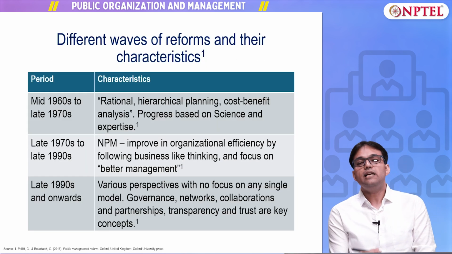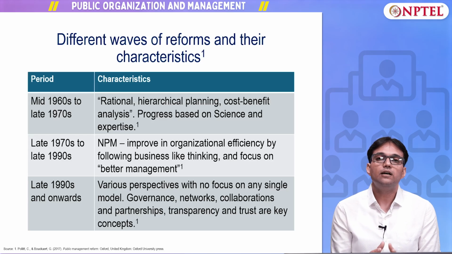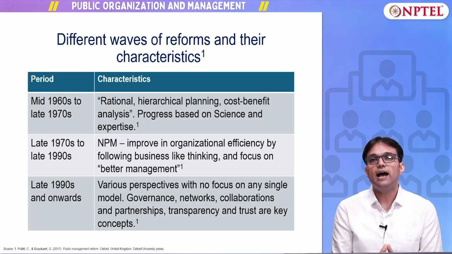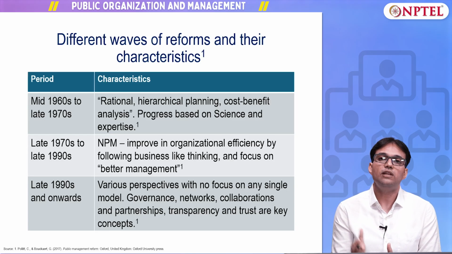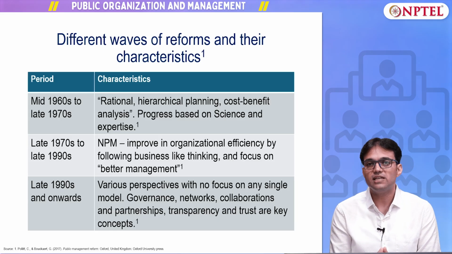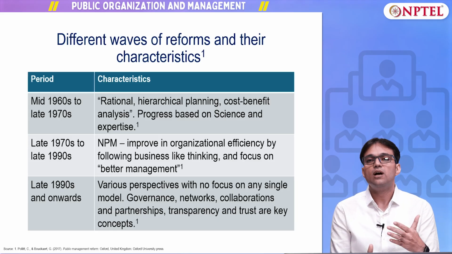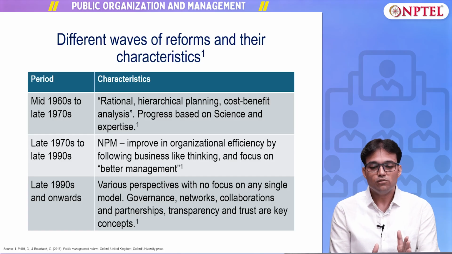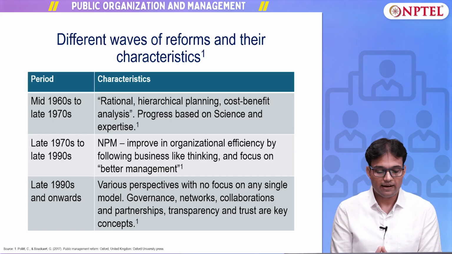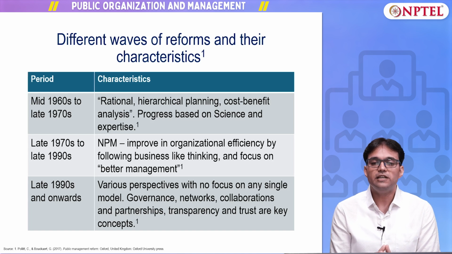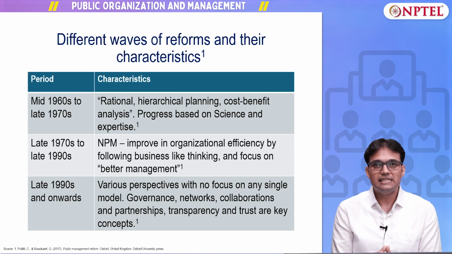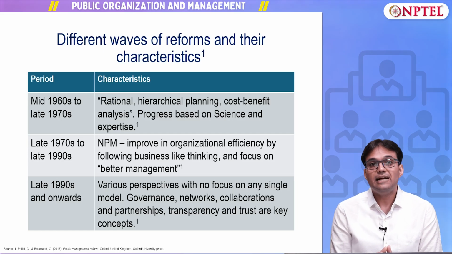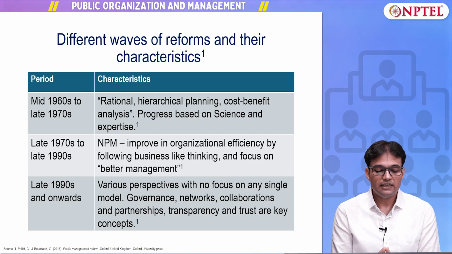Now, over time, different nations across the world have undergone various reforms in order to improve the functioning of the organization for better outcomes in terms of efficiency, effectiveness, entrepreneurialism, cost effectiveness, and so on and so forth, right? Now, let's look at these different waves of reform and their characteristics. This has been taken from Pollitt and Bouckaert, Public Management Reform. They broadly categorize the reform periods into three categories: mid 1960s to late 1970s, late 1970s to late 1990s, and late 1990s onwards.